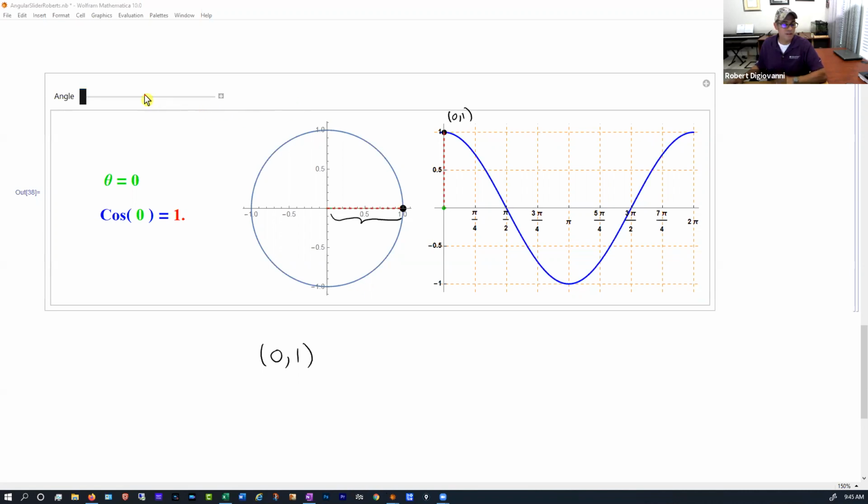Now, let's go to the next common angle, which is pi over 6, right there. So cosine of pi over 6: if you look at your little first quadrant, cosine is the x-coordinate, right? The x-coordinate at pi over 6 should be, anyone?